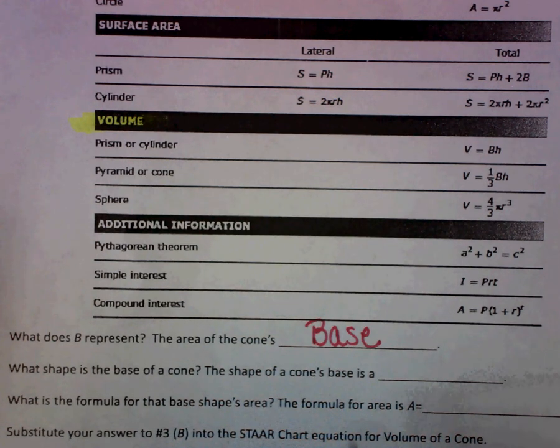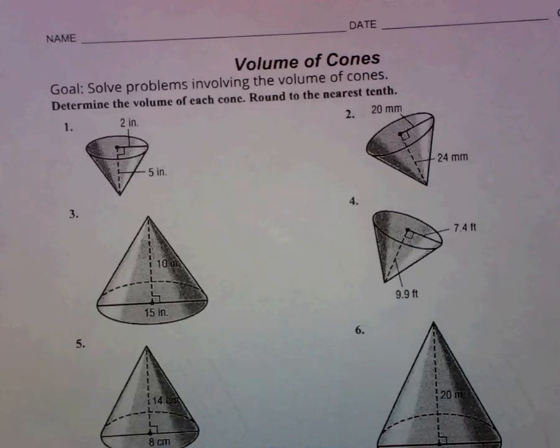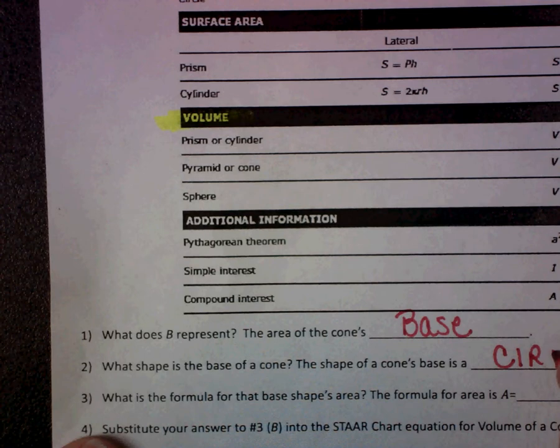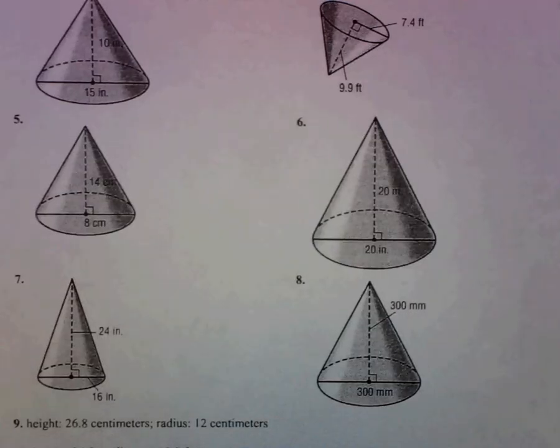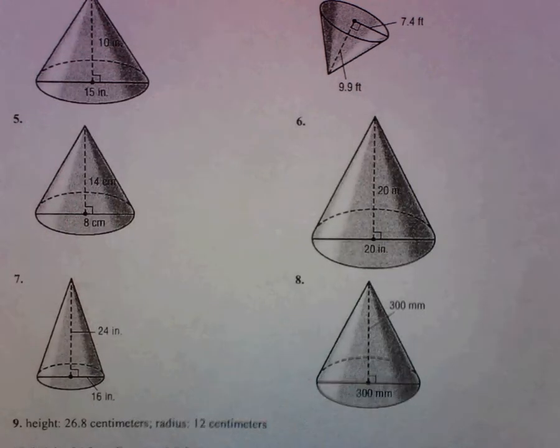It says, what shape is the base of a cone? Okay, so here's a bunch of cones over here. What do you think the bases are? What would we set that on? Hopefully you're noticing, we would set it on a circle, right? The shape of a cone's base is a circle, which is just like a cylinder, except notice we only have one circular base on a cone.